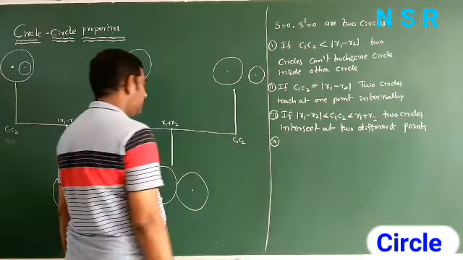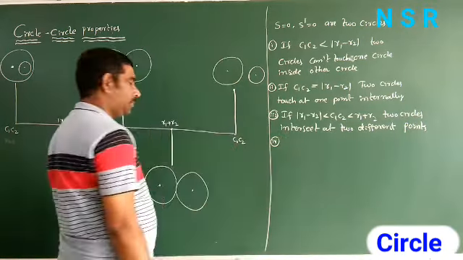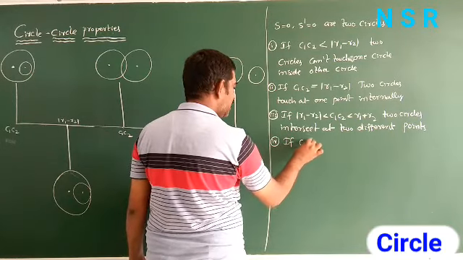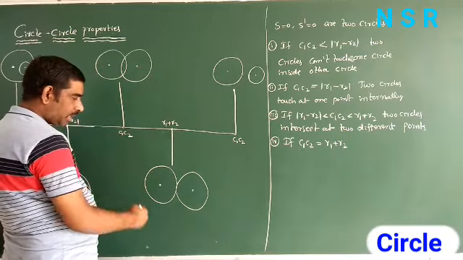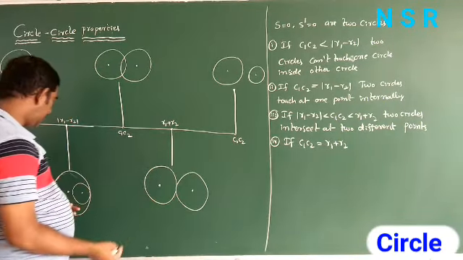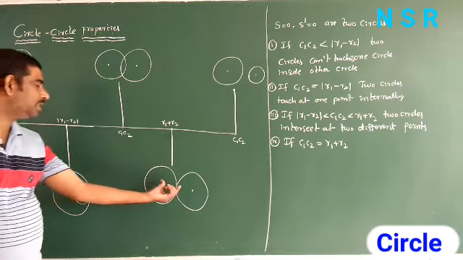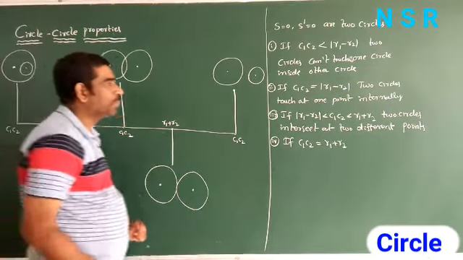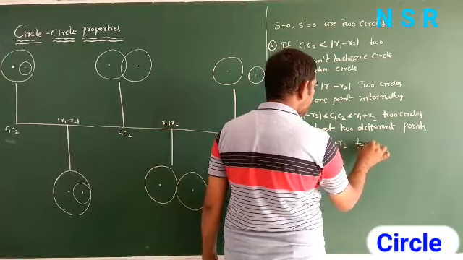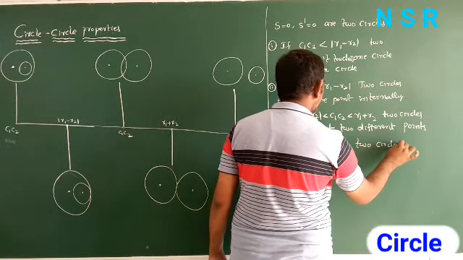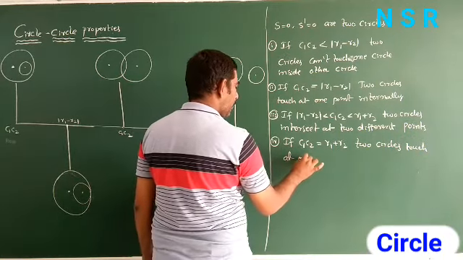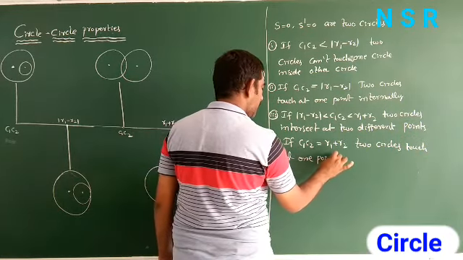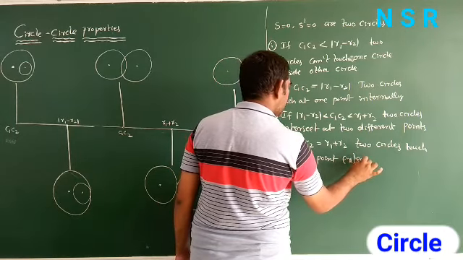Next, the fourth one. Next, C1C2 moves to R1 + R2. That is, if C1C2 is equal to R1 + R2, now two circles touch at one point externally. This is internal touch and this is external touch. So two circles touch at one point externally.